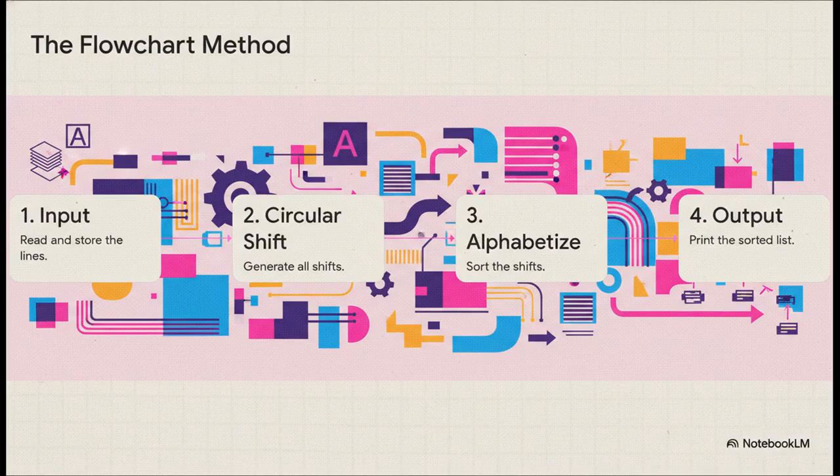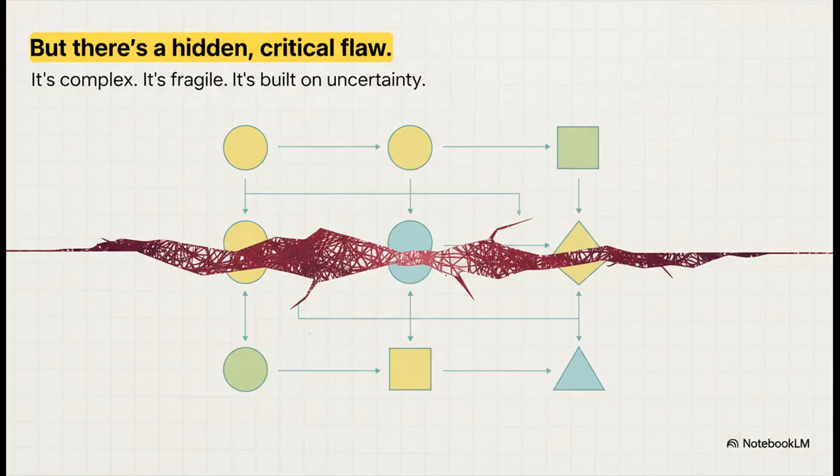If you're like most people, you probably landed on something that looks a lot like this. You'd break it down based on the sequence of events, the flow. So you'd have an input module, then a circular shift module, then an alphabetizer, and finally an output module. It makes perfect sense. It follows the data, and it just feels right. And look, this approach is clean, it's intuitive, it's exactly how you'd sketch it out on a whiteboard.